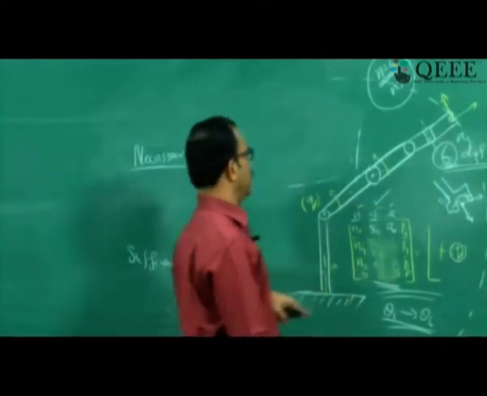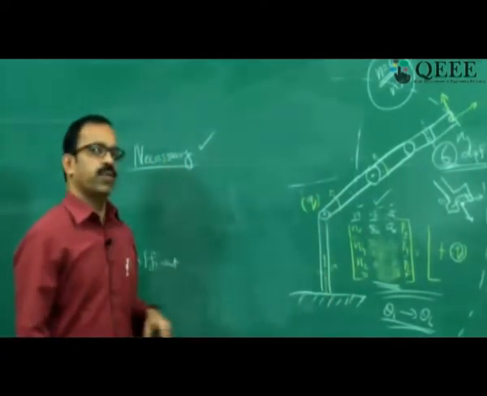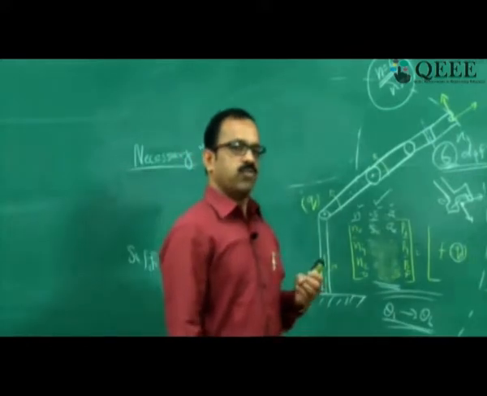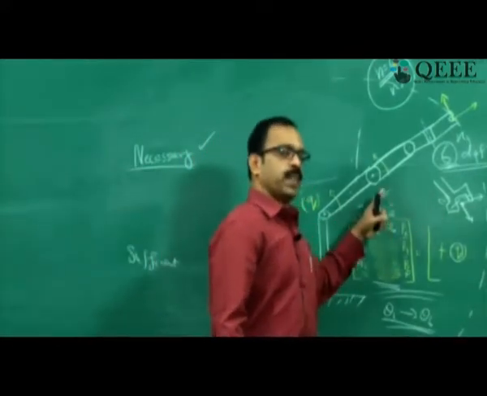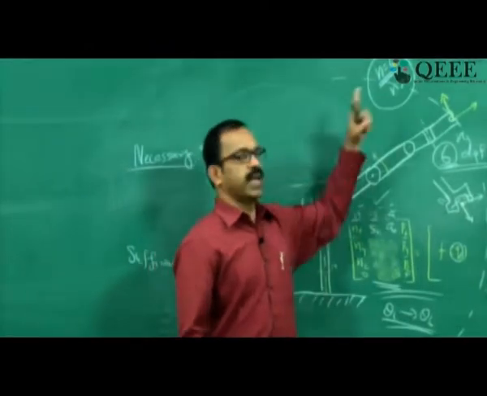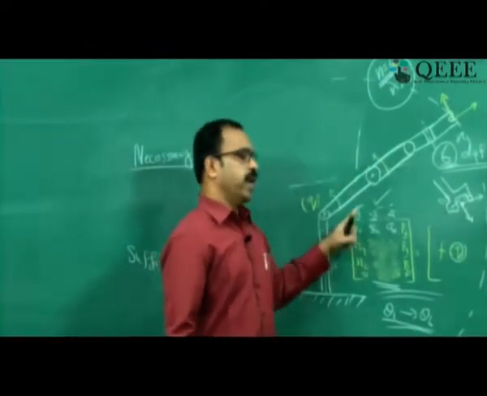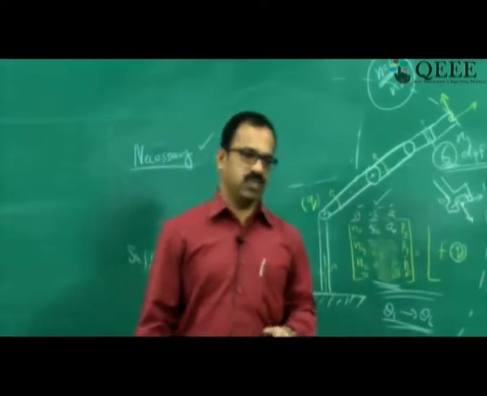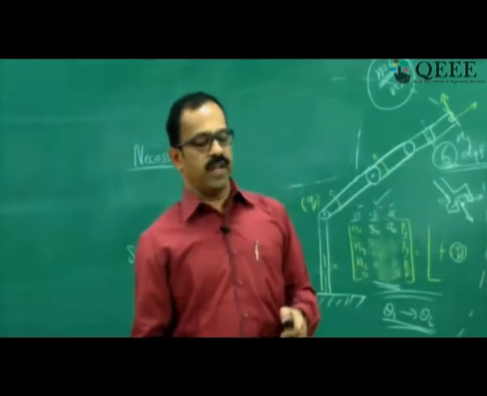So the necessary conditions to have a solution are basically: the point should be within the workspace, and if you want any arbitrary orientation, then n should be greater than or equal to 6, and the joint limit should not be violated. So these are the necessary conditions to have an inverse solution.